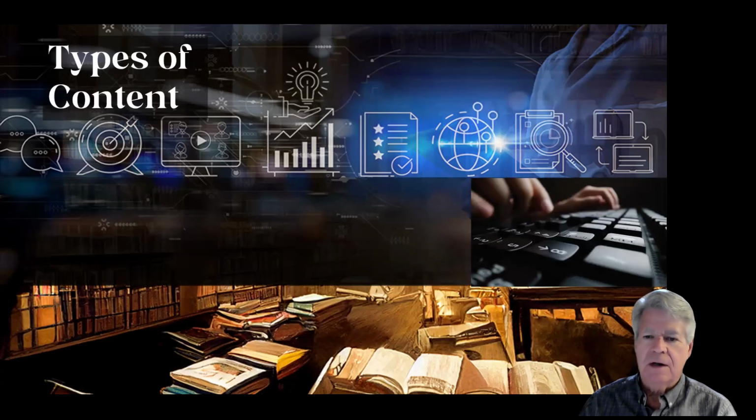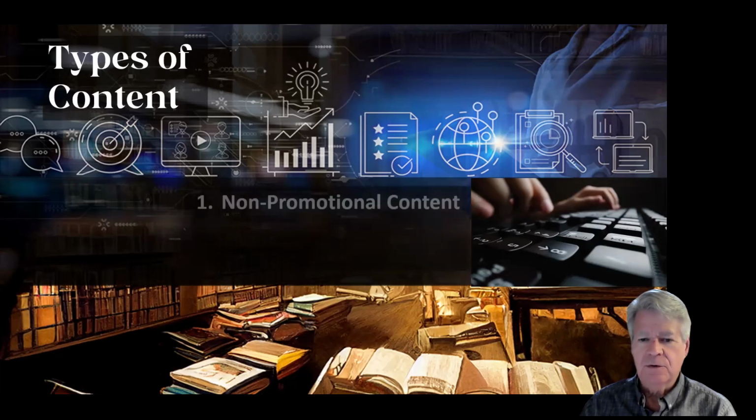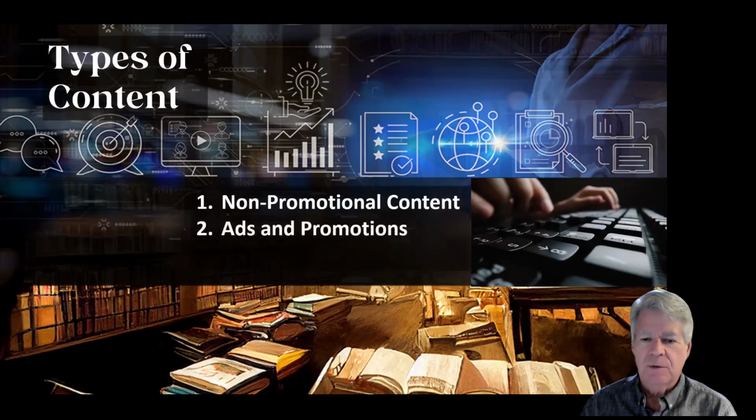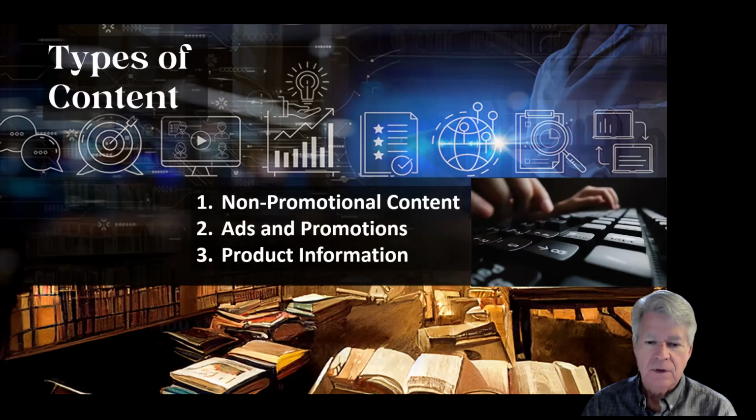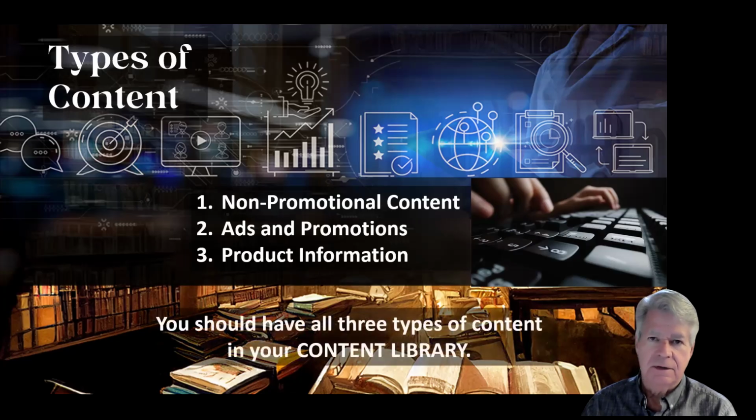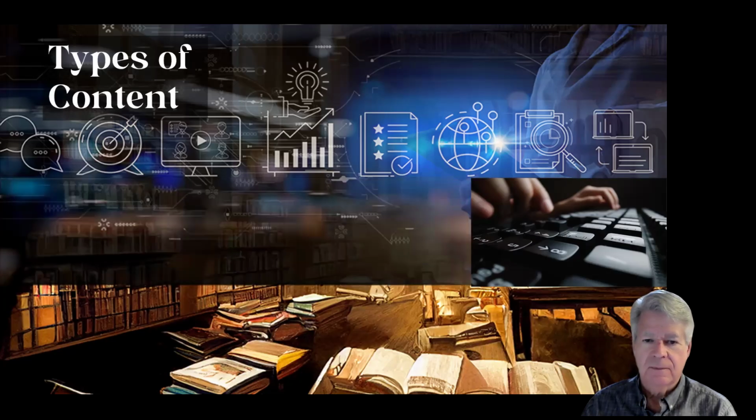There are 3 main types of content that should be included in your content strategy. Non-promotional content focuses on information that is useful for nurturing your prospects. Ads and promotions are used to either market the content itself or to market your products. And product information is used in the late stage in the sales process to help the decision-making required in closing a deal. You should have all 3 types of content in your content library.